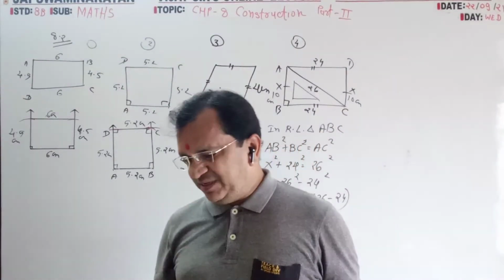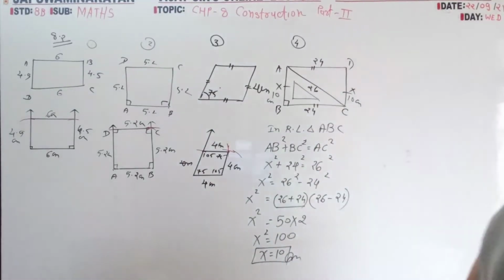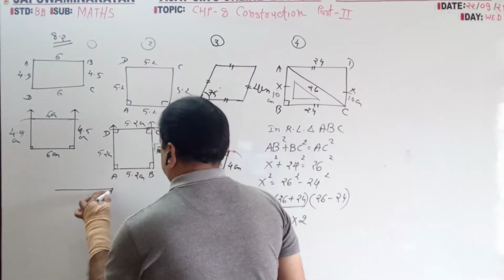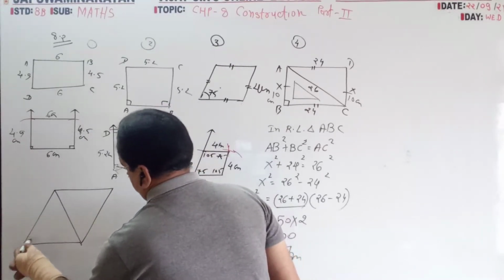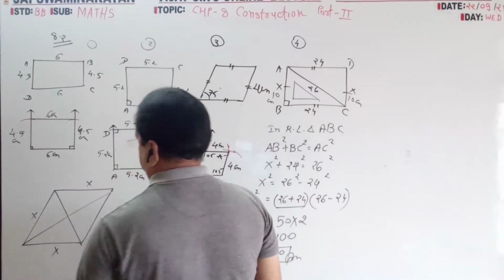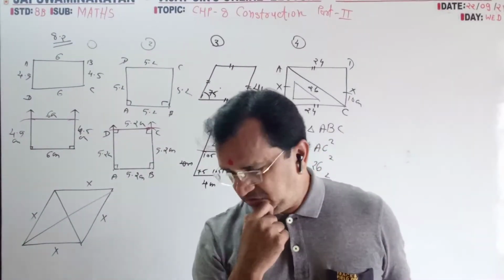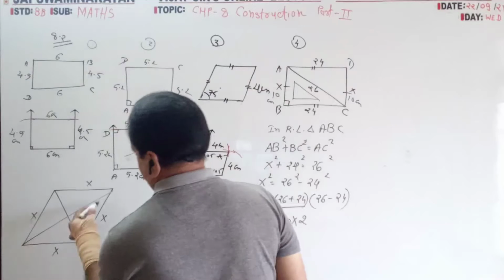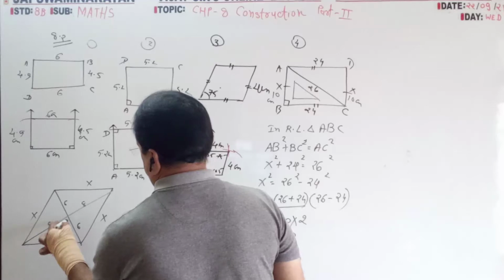Lengths of the diagonals of a rhombus are given as 16 and 12. Find the side and the perimeter of the rhombus. Very good. 16 and 12 are the diagonals of the rhombus. All sides are x. In a rhombus, diagonals are perpendicular to each other. So that is 16, so 8. This is 12, so 6. And this is O. This is ABCD.